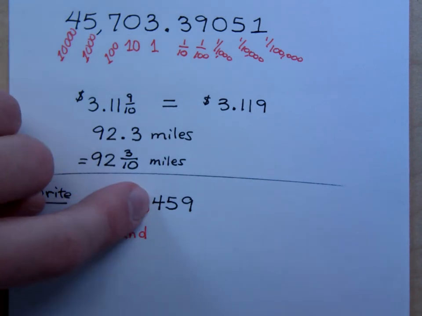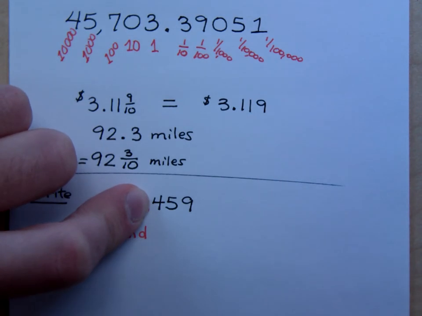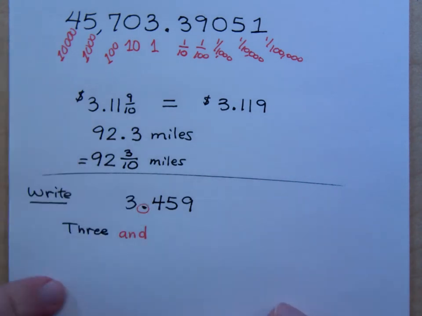How do you read this number? If there were no decimal and I gave you this number, how would you read that? You would say 459. Really? Now here's what we don't say. We don't say 459. We say 459.